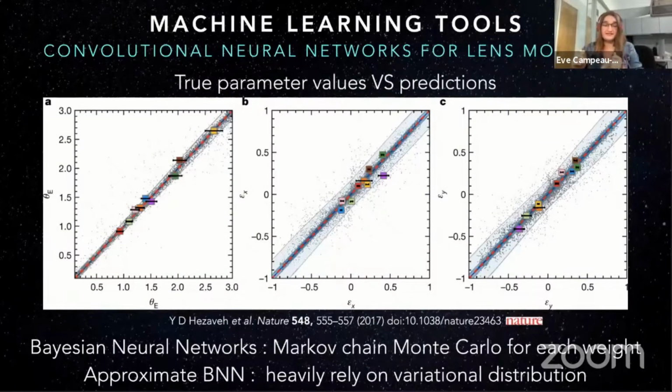Thankfully, we already have machine learning tools to accelerate the analysis. Here is an example of a convolutional neural network taking as input the lensed image of a galaxy and outputting the value of 3 parameters that describe the shape of the lensing galaxy. We have the real value versus the predicted one, and you can see that they agree pretty well.